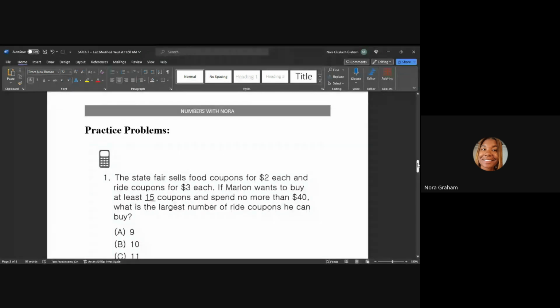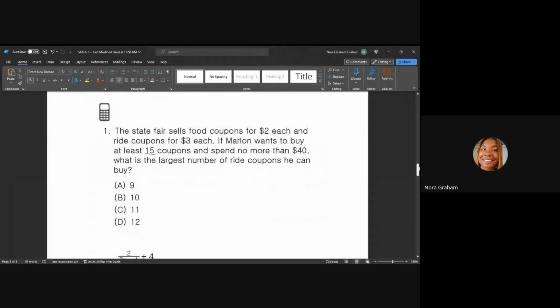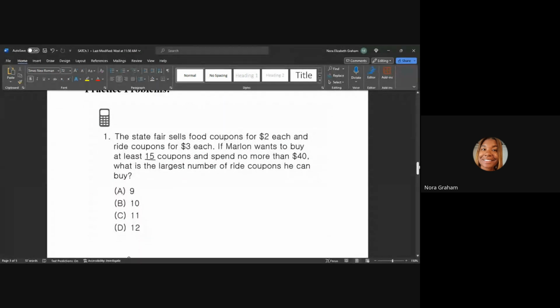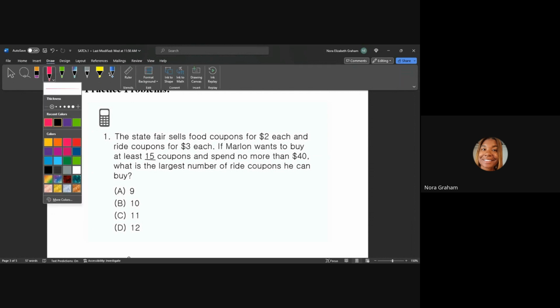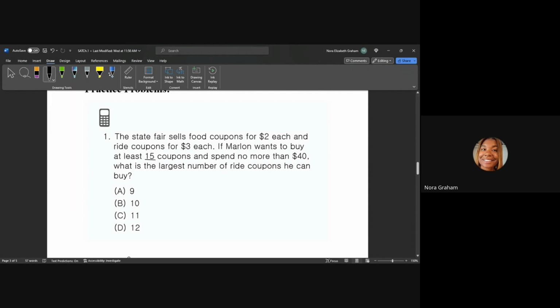Okay, so let's look at this first one. This one says the state fair sells food coupons for $2 each and ride coupons for $3 each. If Marlon wants to buy at least 15 coupons and spend no more than $40, what is the largest number of ride coupons he can buy? So again, like I said, when you're taking your SAT, I always love to annotate my word problems. I like to see what they're asking me and underline important information, so I just don't get lost and forget.